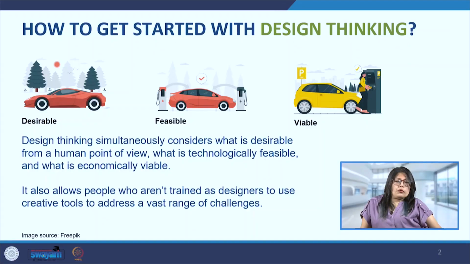So, we have seen in the previous few lectures the design thinking process, the few steps that we have seen, and we also saw the three important pillars, which is the desirability, feasibility, and viability. So, now the design thinking also looks at what is the desirability from the human point of view.